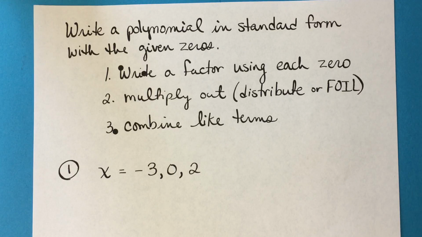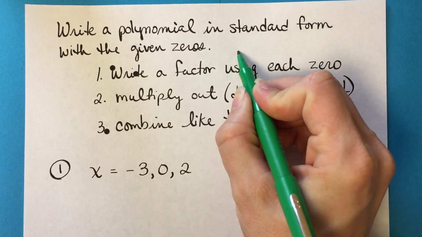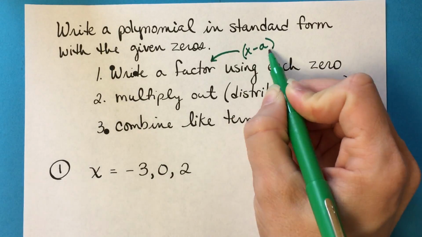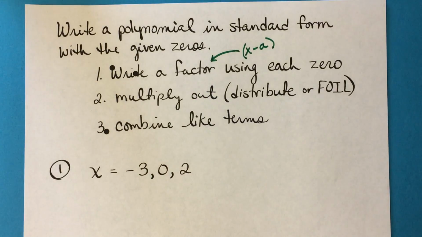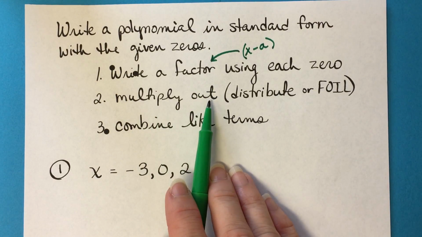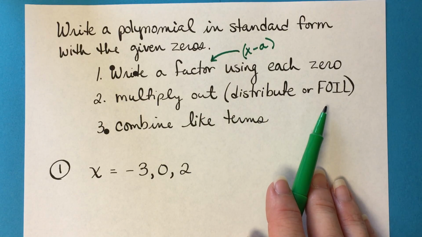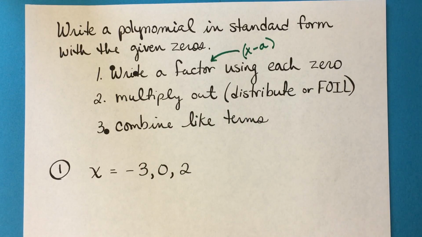So here's the 3 steps that we're going to follow. You have to write a factor using each zero. Now remember, just on the piece of paper right before this, a factor is written as x minus a. Remember, that's going to be our format when we write a factor. Okay, so we're going to write a factor first, and then we need to multiply things out. So that means we'll either use the distributive property or we'll use the FOIL method. And then once we get everything multiplied out, last of all we just combine like terms, okay?